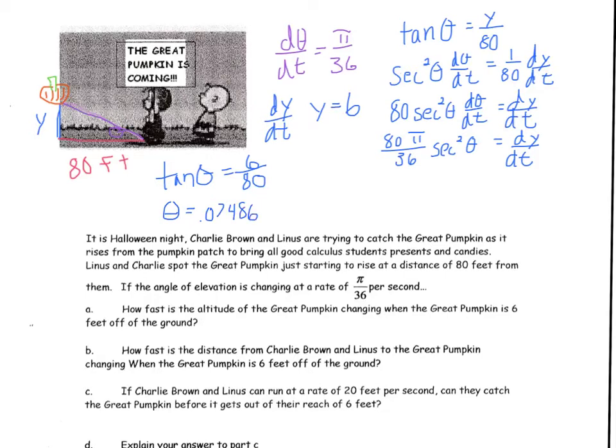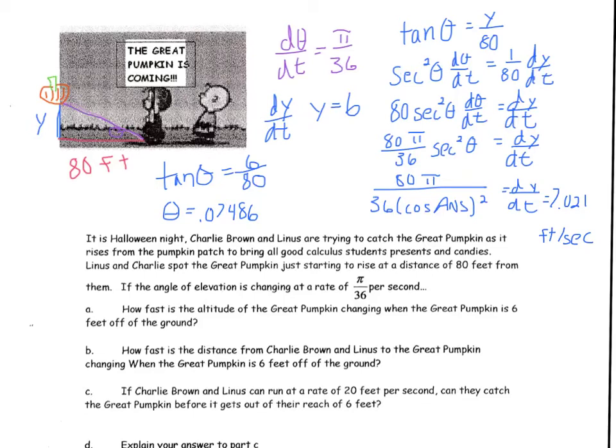And then we're going to substitute that in for theta. So I'm going to send secant squared theta to the bottom and have it be a cosine instead. Easier to put into the calculator. So that's 80 pi over 36 times the cosine of my answer squared, so dy dt equals 7.021 feet per second.